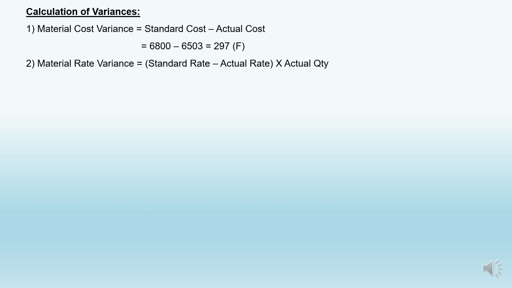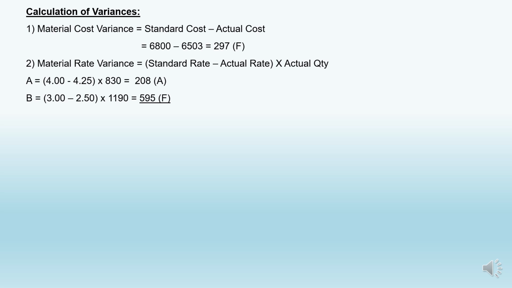That will come. When it comes to rate, we have standard rate minus actual rate into actual quantity. Here you cannot directly do the valuations because there are two materials, A and B, involved. So we calculate the rate variance separately for A and B. Now see, A's standard price was 4 and its actual price was 4.25. So it is minus 0.25 into 830. The answer is minus 208. So we write it as 208 adverse.